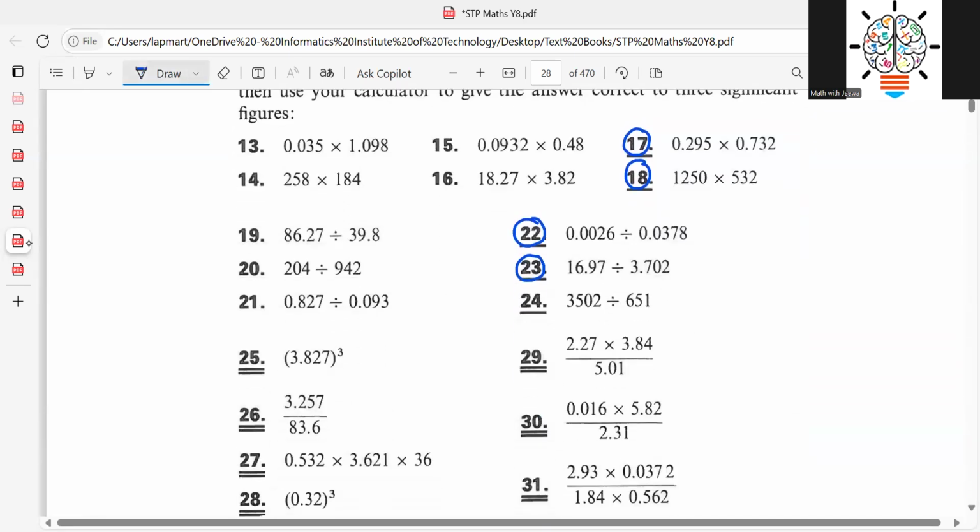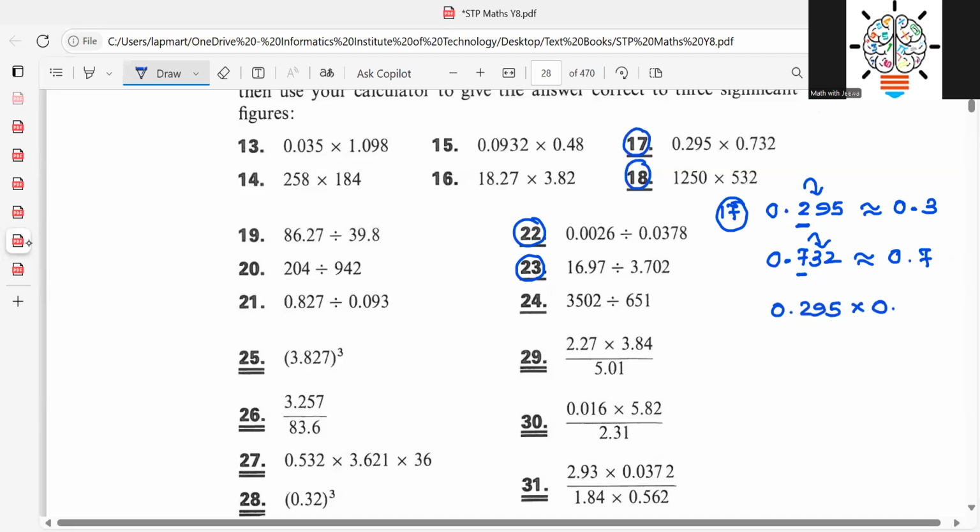Question number 17, for example, I just list down what I have, 295. And this is the first significant figure. So this becomes approximately equal to 0.3. Then 0.732. So this is the first significant figure, so I write 0.7. Now it's easy, I can do 0.295 multiplied by 0.732. Approximately this is equal to 0.3 multiplied by 0.7. So this will be equal to 0.21.